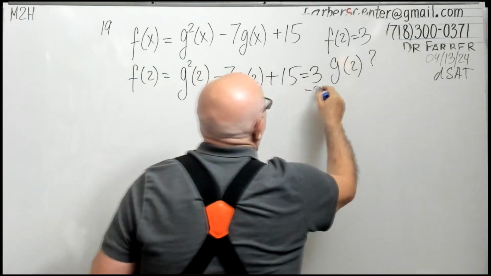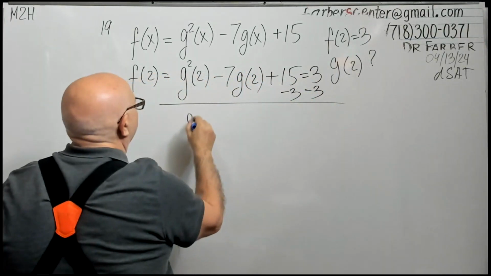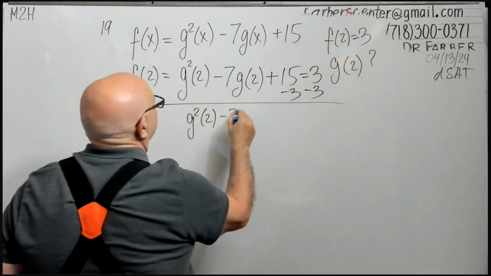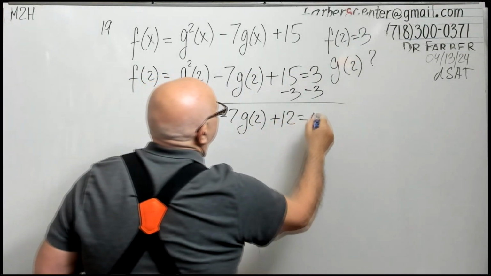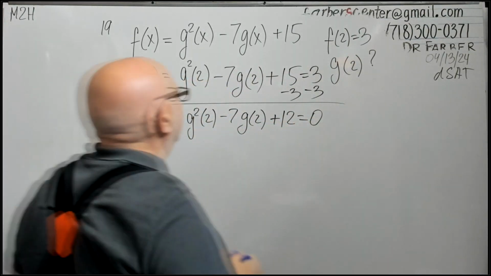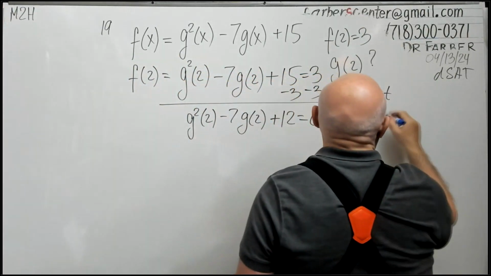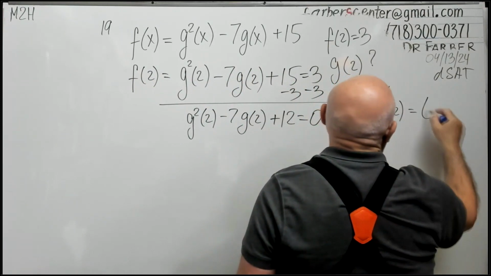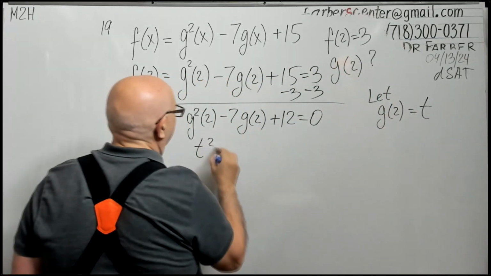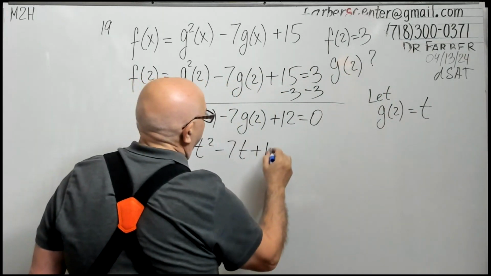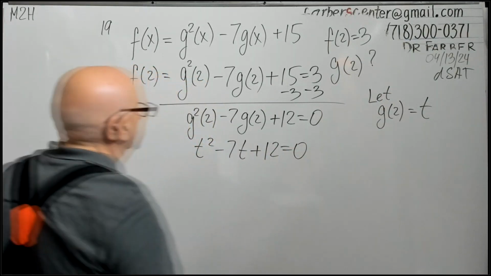If we subtract 3 from both sides, I'll get g squared of 2 minus 7g of 2 plus 12 equals 0. For simplicity, let g of 2 equal t, any variable. You have t squared minus 7t plus 12 equals 0. Factorize.